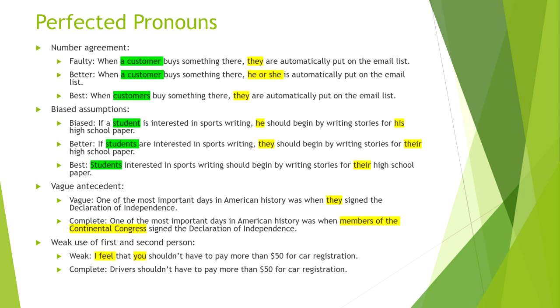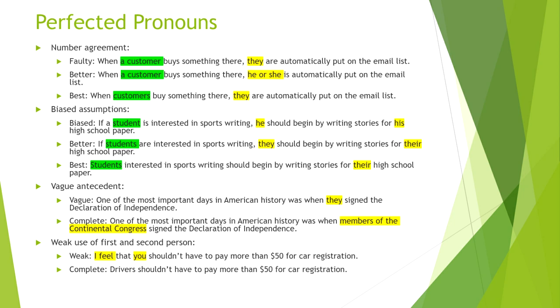So here's a better version. If students are interested in sports writing, they should begin by writing stories for their high school newspaper. So you can make it plural. That's one way around that issue. But you can be even more concise in this way. Students interested in sports writing should begin by writing stories for their high school paper. Okay? So that eliminated a little bit of the wordiness and that biased assumption problem. Okay? Okay, now the vague antecedent problem.